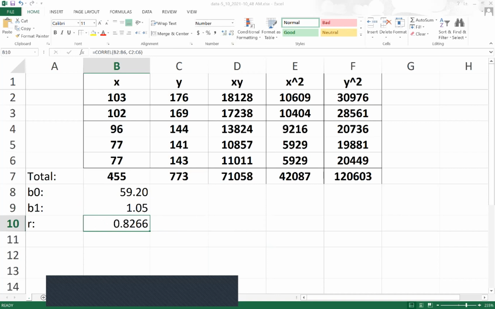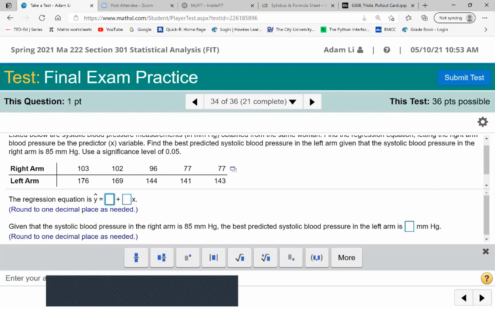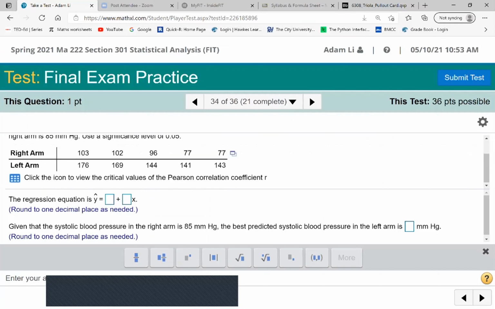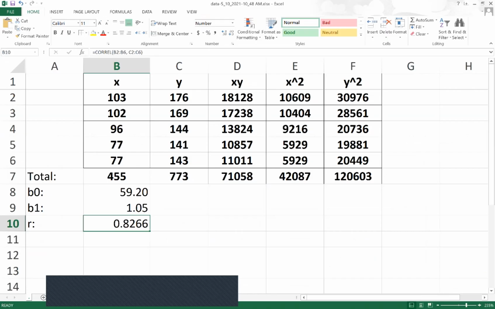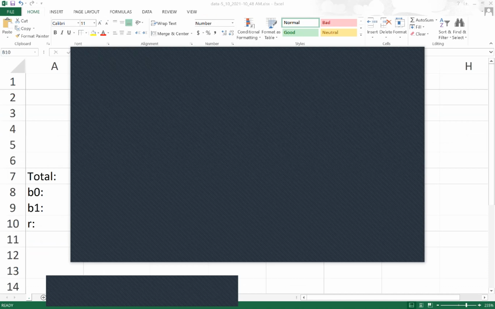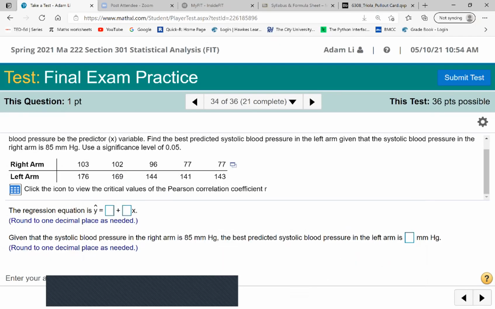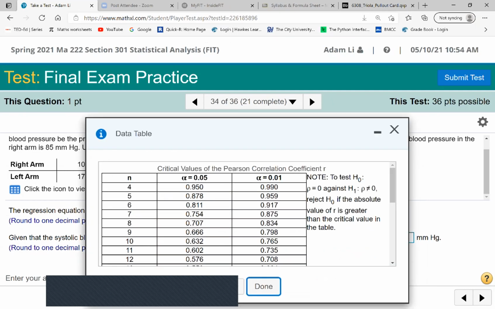If we go back, let's check the table, make sure it's bigger than the critical score. So sample size is 5, alpha is 0.05, 0.878. Our number is 0.6266. No, it's not bigger than that. That means we cannot use the regression model. The regression model is not good enough, due to the fact that there's no correlation, because R is smaller than the critical value. So reject H0.